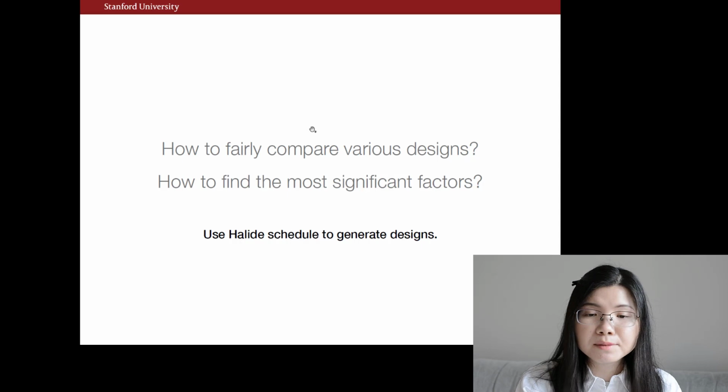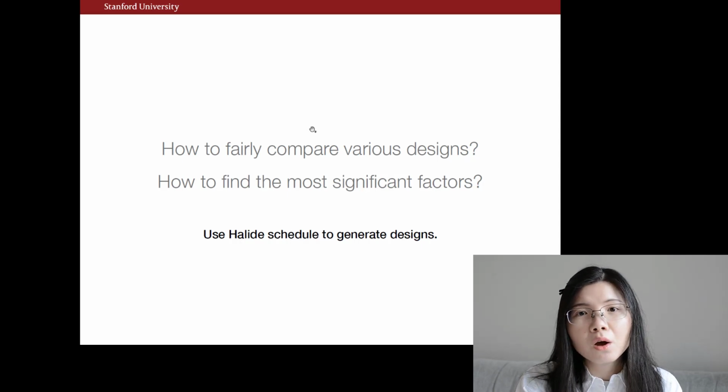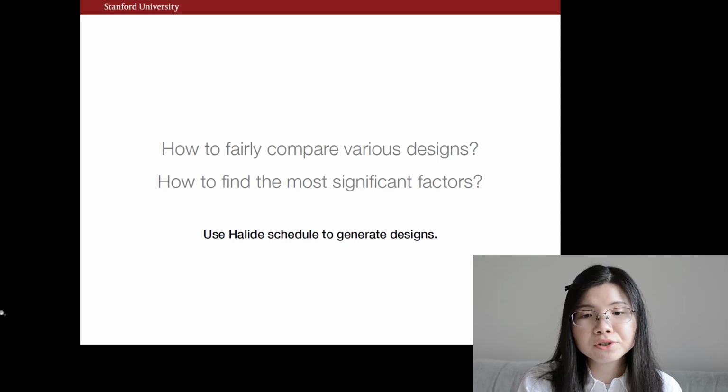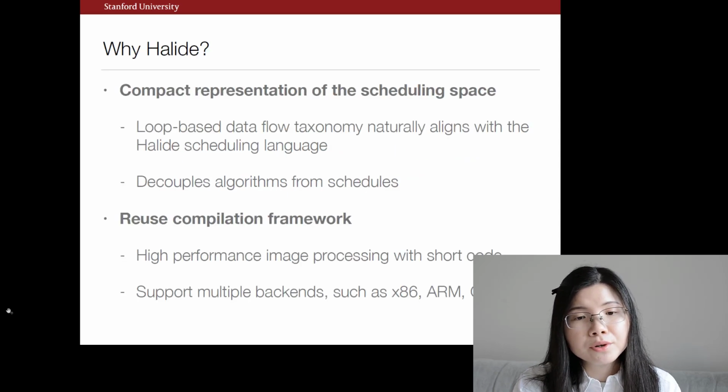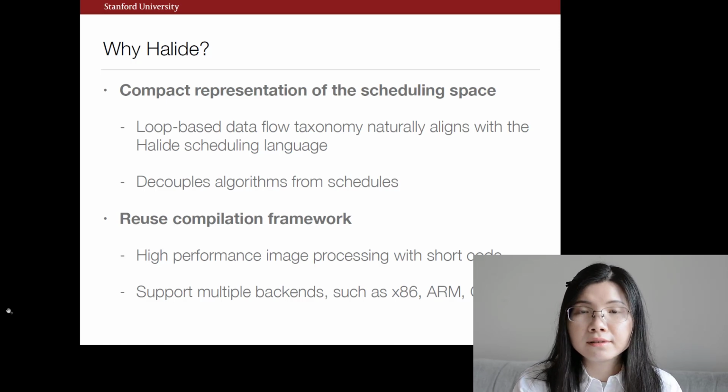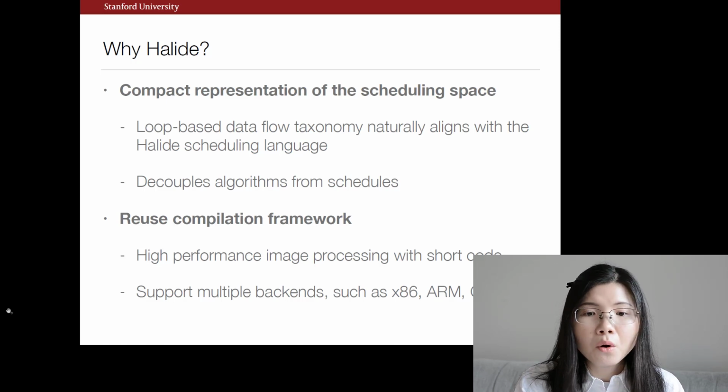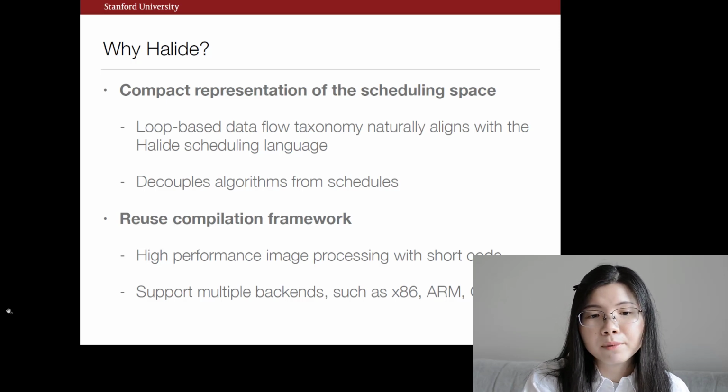By describing the design space by loop transformations, we can use any compilation system that's compatible with loop transformations to generate hardware design. In this work, we choose Halide to perform this task. And the reason we choose Halide is because its compact scheduling language naturally and nicely aligns with the three dimensions represented by loop transformations. Also, the decoupling between algorithm and schedule further facilitates the design space exploration.